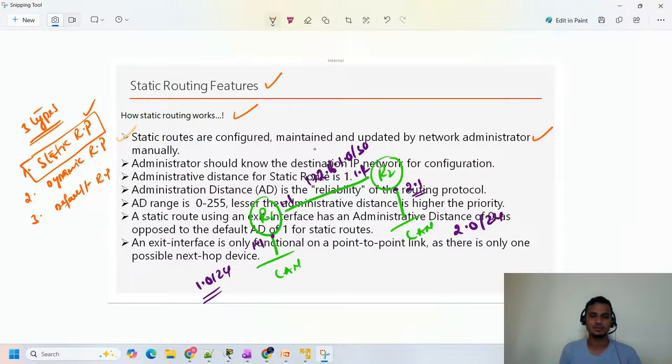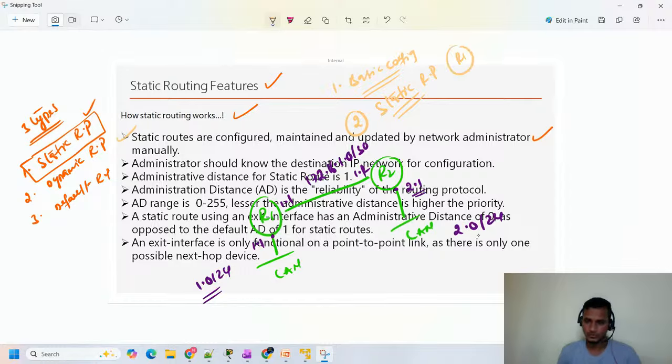are configured, maintained and updated by the network administrator or network engineer manually. Once you've done your basic configuration, then you need to start configuring the static route, the static routing protocol. First configure it on router 1.